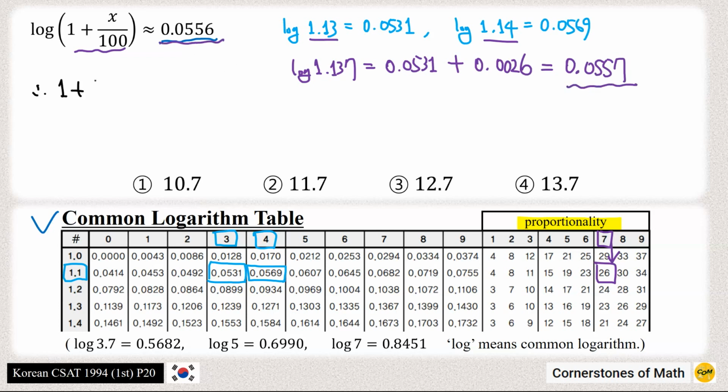Therefore, this 1 plus x over 100 is approximately 1.137. Therefore, x is approximately 13.7. And from our given multiple choices, the answer must be choice 4.